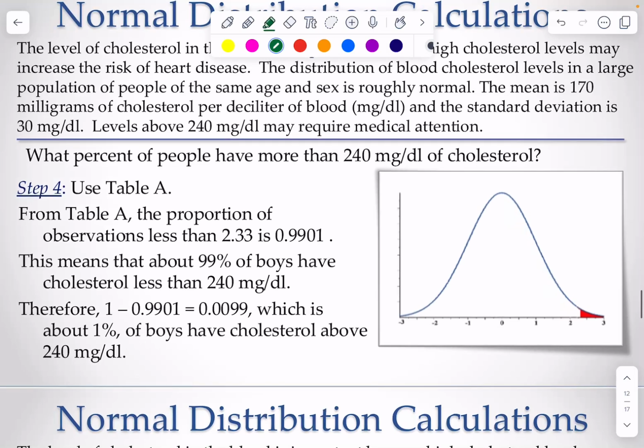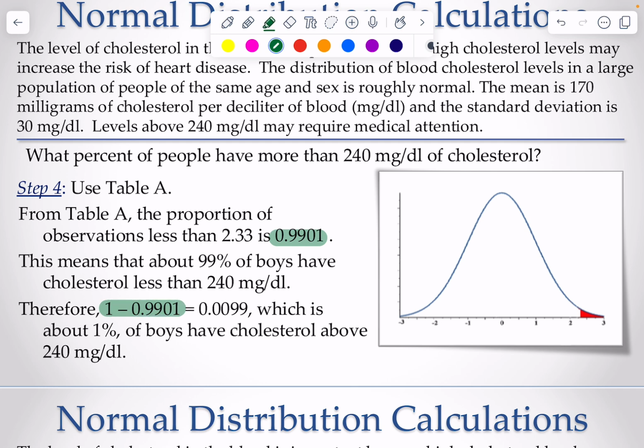Now when I look up 2.33, I get this percent: 99.01% of all values fall left of that 2.33 cutoff. So 99% of the people in my population would have a cholesterol level less than 240 milligrams per deciliter, but that's not what they asked me for. I want to know what percent have more.